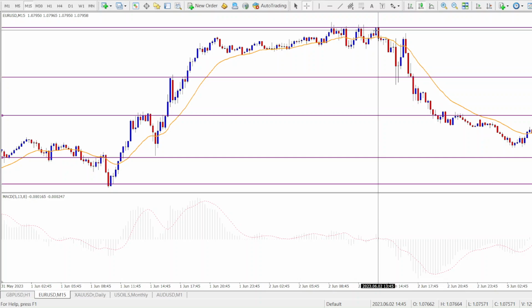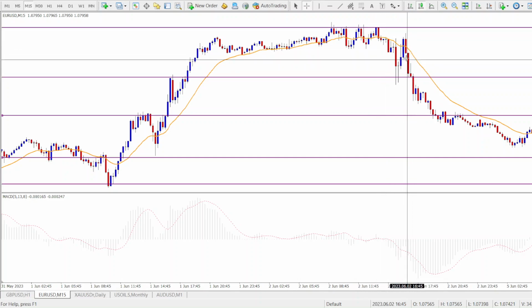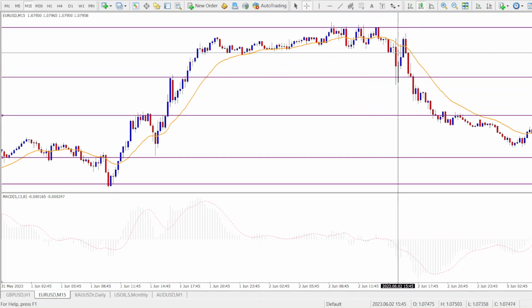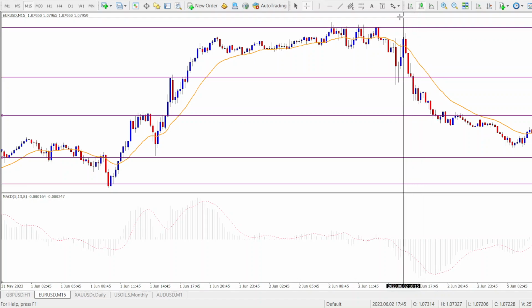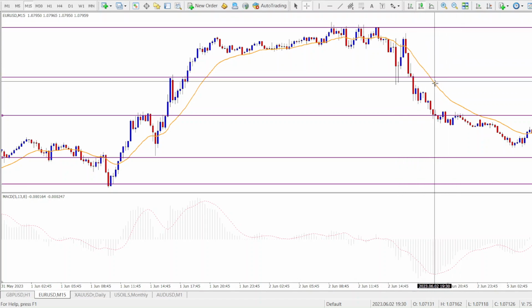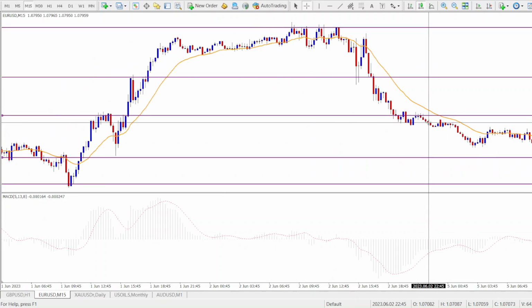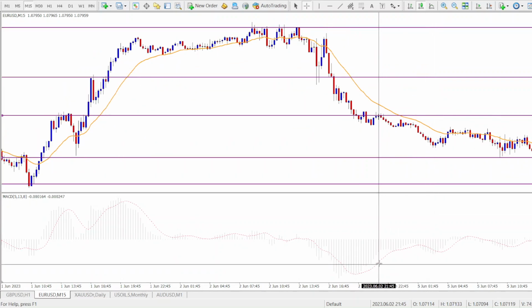That's another additional confirmation. So we could have entered our sell trade after getting these multiple confirmations, and then the stop loss could have been above the resistance. Take profit could have been at the nearest support level. Using a good risk to reward ratio, you can determine your take profit to be perhaps at the next support level, or you can even wait for the price to cross above the moving average to determine your exit, or you can even wait for the MACD.